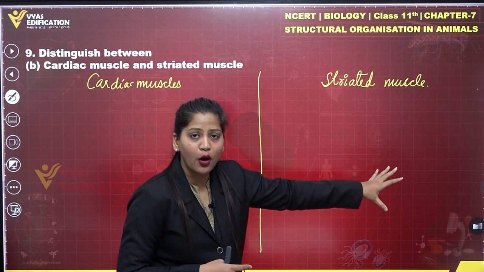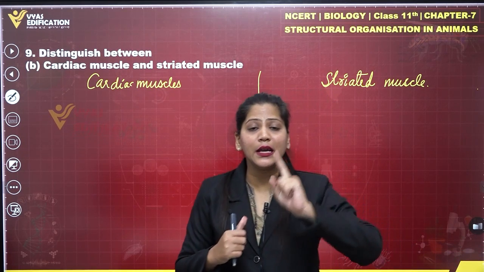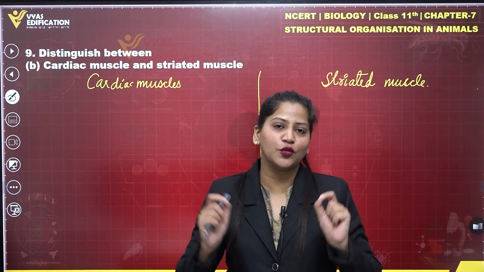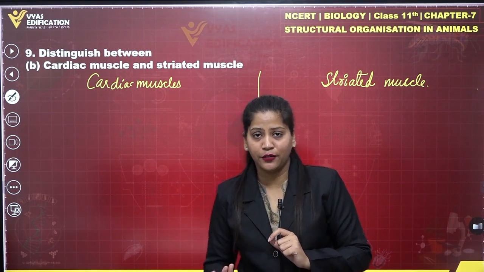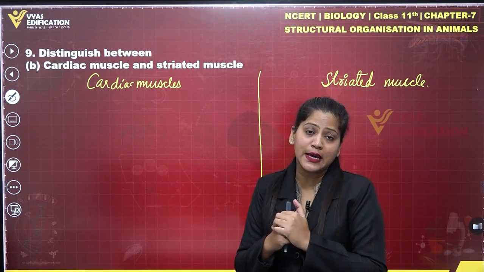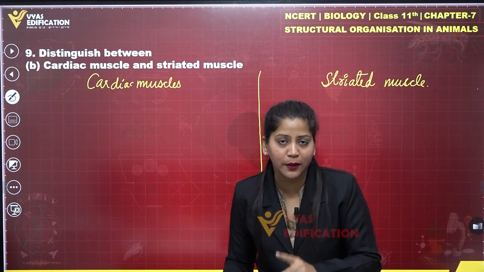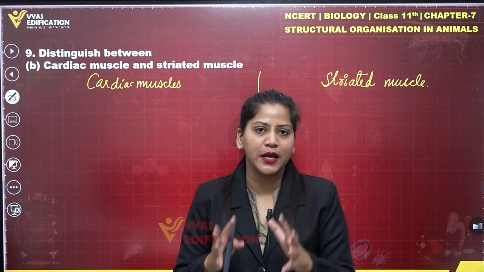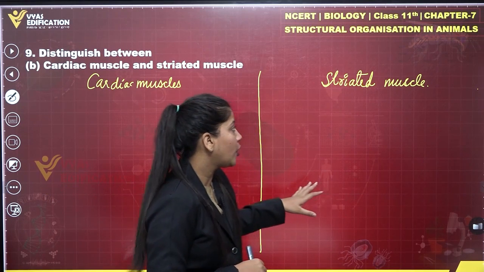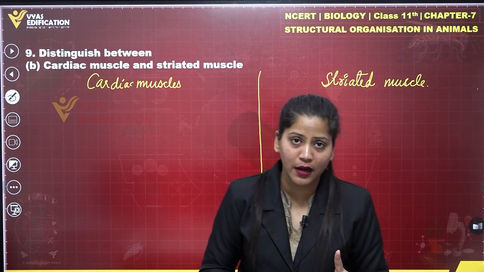Hence, they are voluntary in function, voluntary in nature. And the cardiac muscles are involuntary in function. This is the first feature which distinguishes these two types of muscles. The second feature which differentiates cardiac muscles from striated muscle is that cardiac muscle cells are multinucleated with branching. If we talk about striated muscles, then they are also multinucleated but they are unbranched.